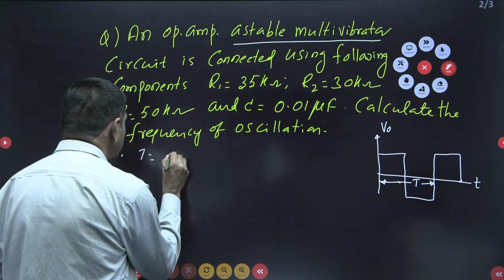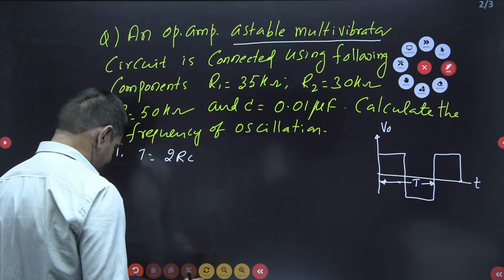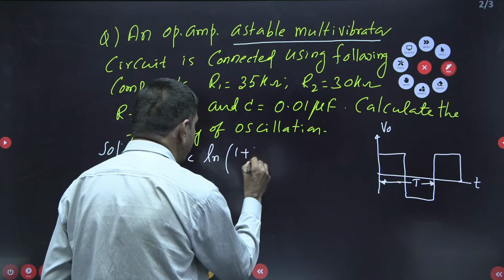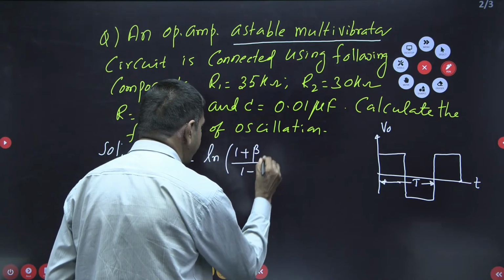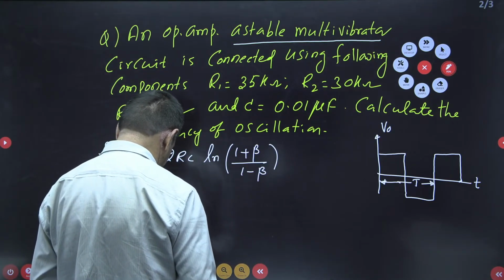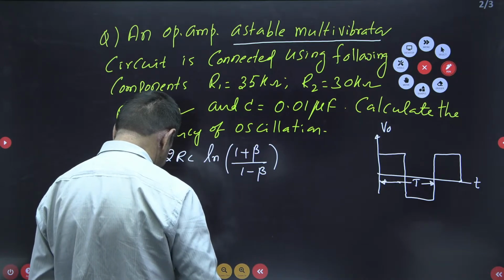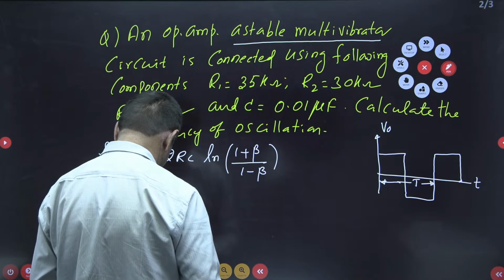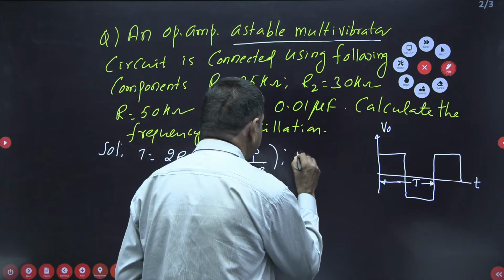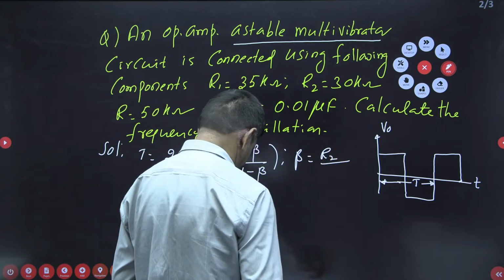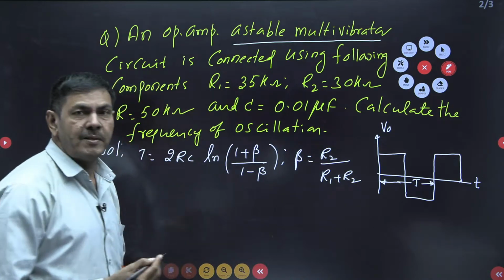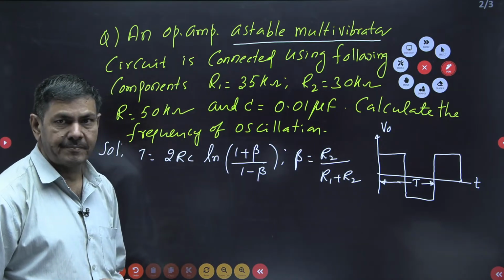T equal to 2RC ln, natural log, of (1 plus beta) by (1 minus beta), where beta is nothing but, how to calculate that beta is more important. Beta equal to R2 by R1 plus R2. Yes, once we know these formulae, easily you can determine the frequency.